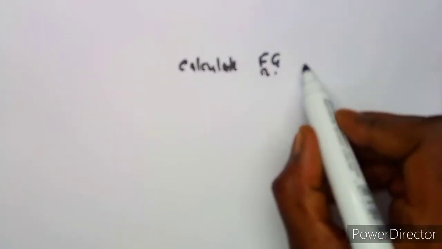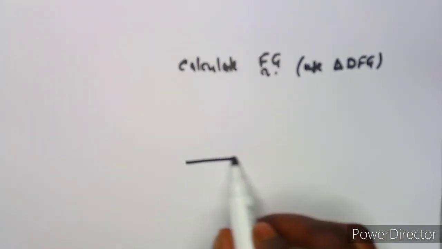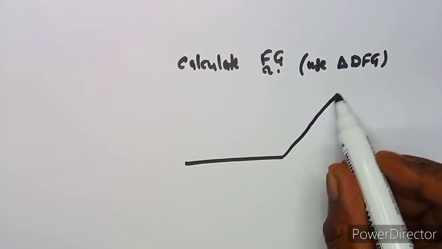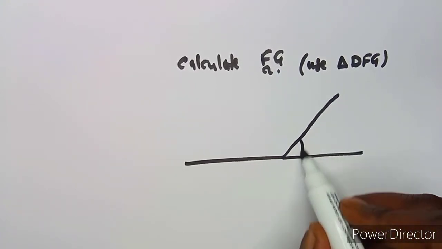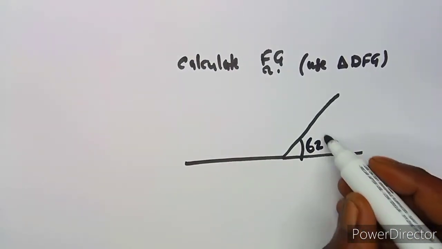Yeah, that's DFG. Okay, so use triangle DFG, like this one. Alright, so it's going to be like this. Take note, there is something like this side, and we've got an angle here which was outside of 62 degrees. So this is 62 degrees.